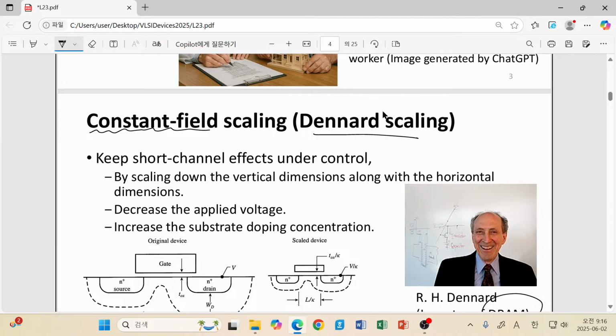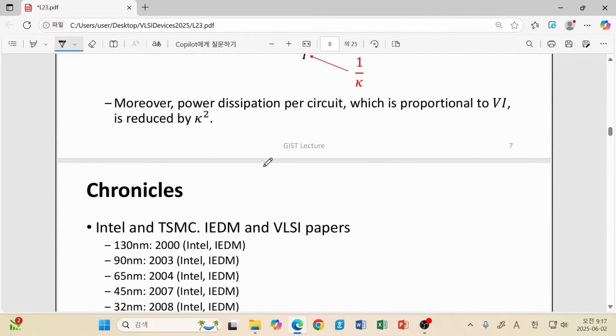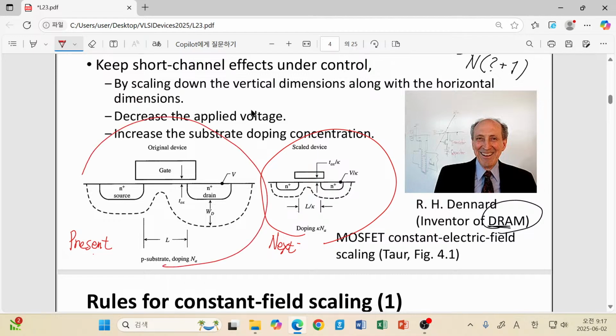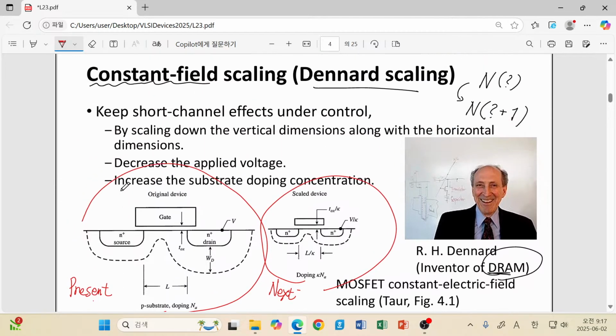It means that when we have a certain node n, and if we move to the next node, n plus 1, usually what we wanted to do is to scale down our devices. So let's have a look at this one. Say that this is the present node and this is the next generation node. Let's say they are scaled. In this case, we have a smaller device compared with the given device size. So simply speaking, let's say we have introduced a scaling factor kappa.